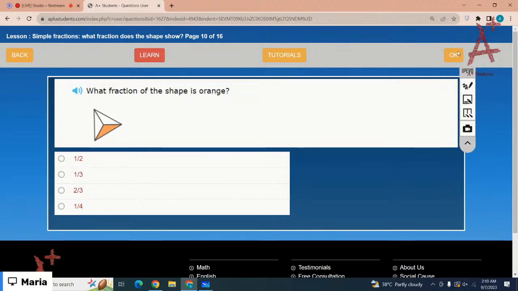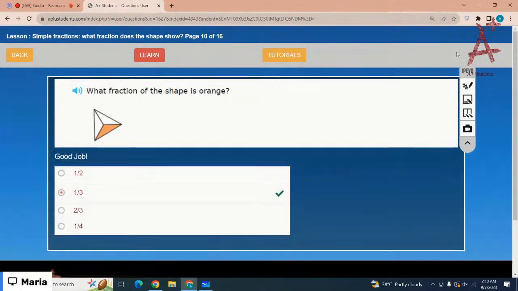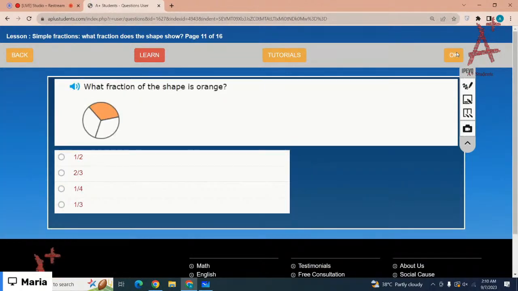The correct option is, yes, very good. That would be 1 out of 3 because the shape has a total of 3 portions. Just one of them is orange, so it would be 1 out of 3. What fraction of the shape is orange?